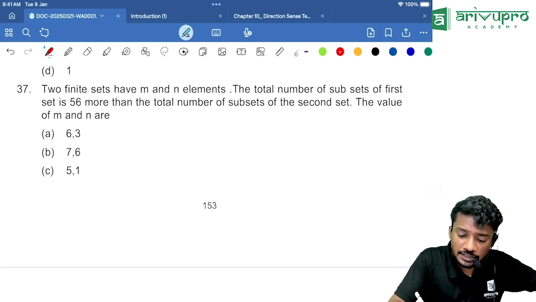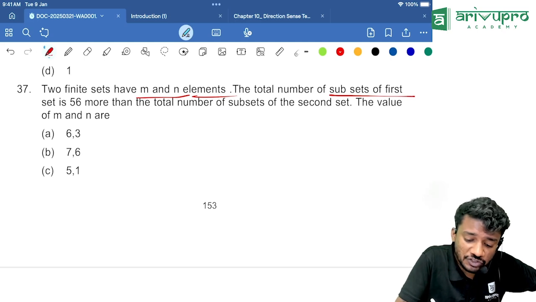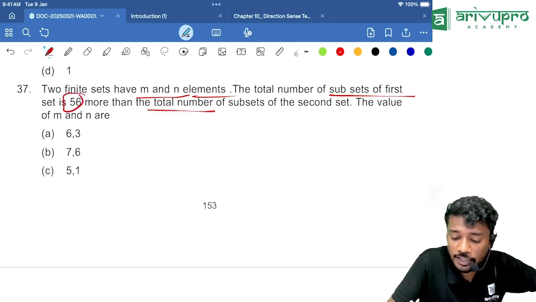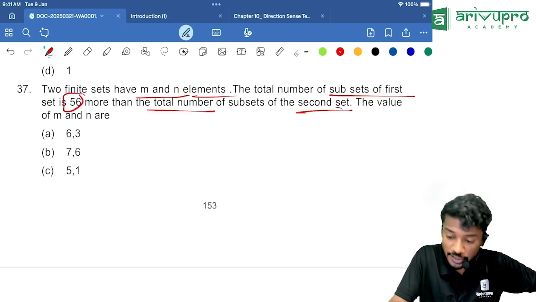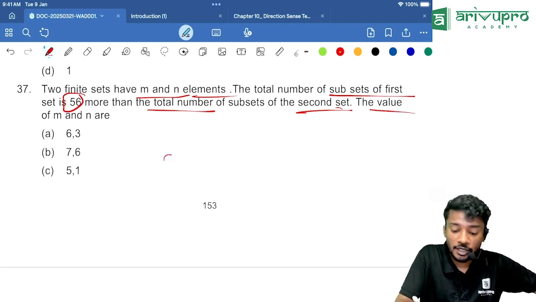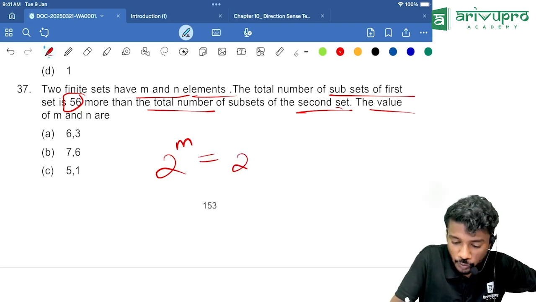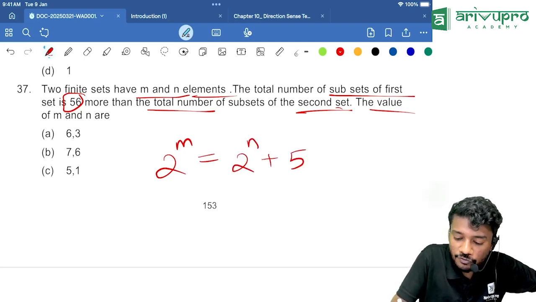Two finite sets have m and n elements. The number of subsets of the first is 56 more than the total number of subsets of the second set. The values of m and n are, what is the question? What is the formula for subsets? 2 raised to x, right? So 2 raised to m is equal to how much? 2 raised to n plus 56.